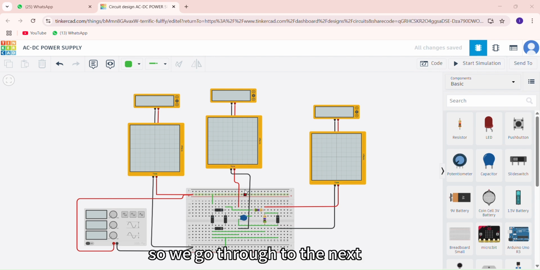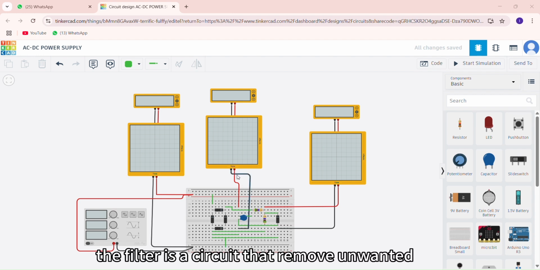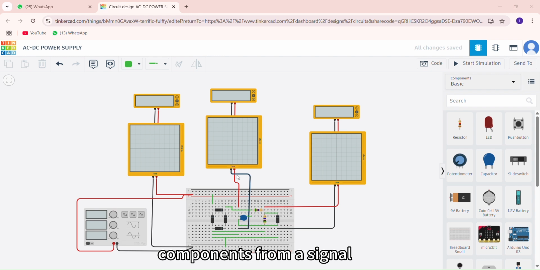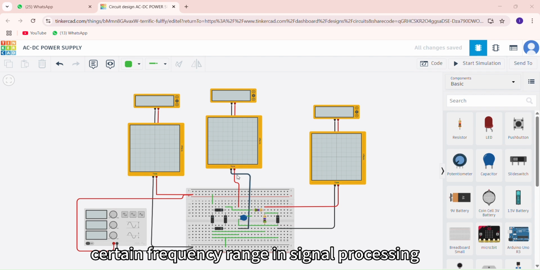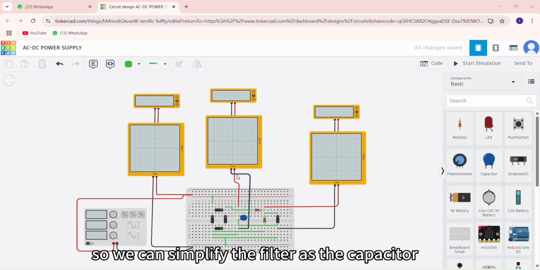So we go on to the next part, the filter. The filter is a circuit that removes unwanted components from a signal, typically used to reduce the ripple in a rectifier or to pass a certain frequency range in signal processing. So we can simplify the filter as the capacitor.